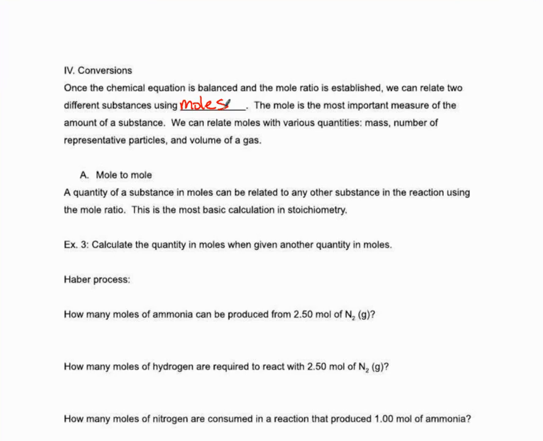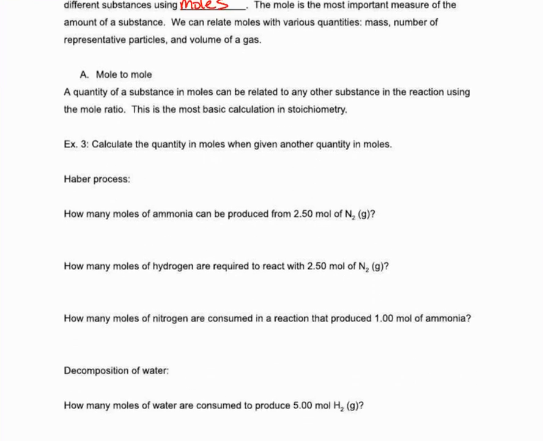The mole is the most important measure of the amount of the substance. We can relate moles with various quantities, as we've learned in previous units. It relates to mass for specific compounds. You could relate it with the number of representative particles, whether that's atoms, molecules, formula units, ions, and so on. And it could be the volume of a gas, which we've talked about so far only at STP. So we'll talk about each of these, some more than others.